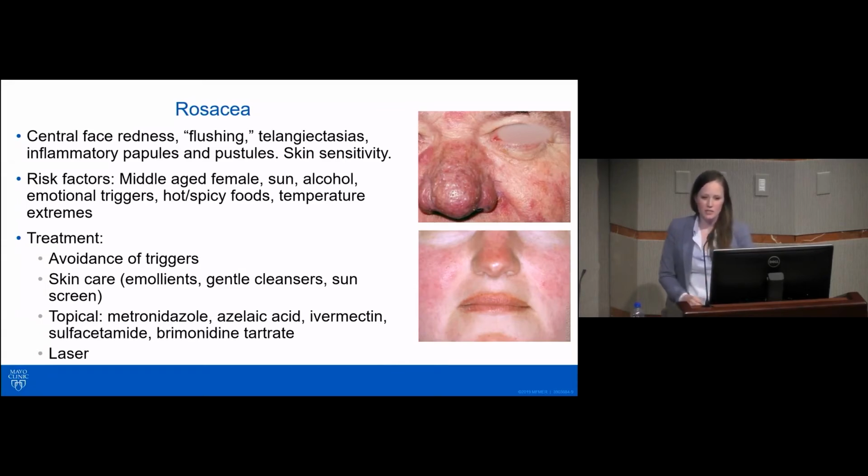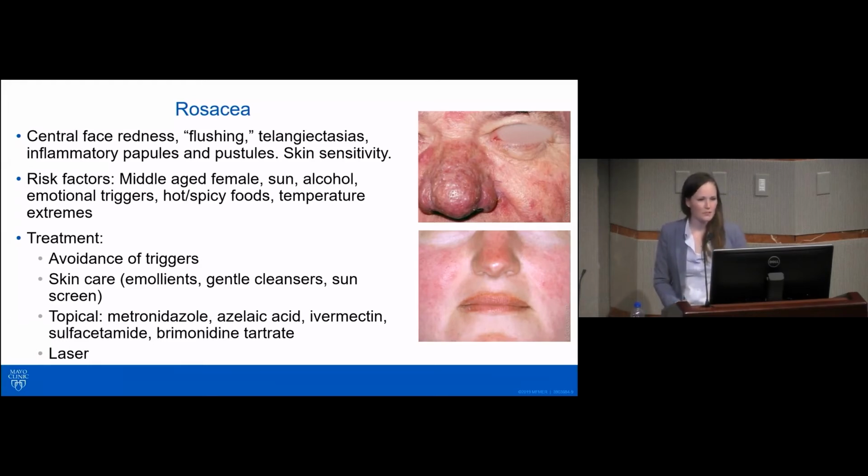And treatment really centers around the idea that there is inflammation of the skin from some type of trigger. So this could be the Demodex mite, and the ivermectin treatment targets that, or bacteria, looking at the metronidazole and azelaic acid treatments there. Trigger avoidance is also central.